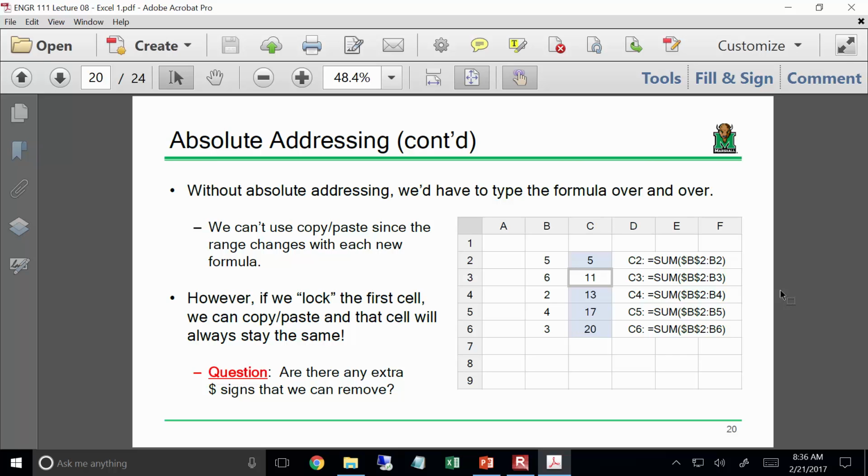Now, does that kind of answer your question? I want to make sure I answer that. Everybody else okay with that? This is good. So I really want to clear that up. Everybody good?